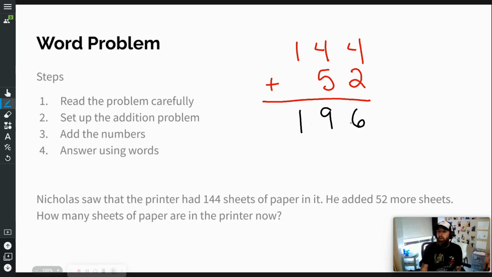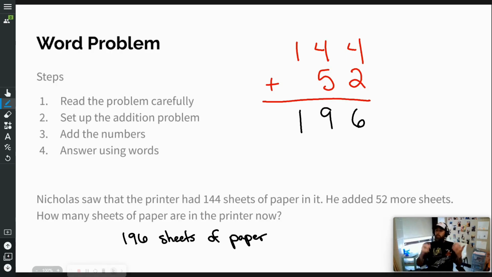So we have 196. Now, we're not just going to write it out like that and walk away and move to the next problem. We're going to write this out using words. How many sheets of paper are in the printer now? Well, we have 196 sheets of paper. It just sounds better when you write it all out.